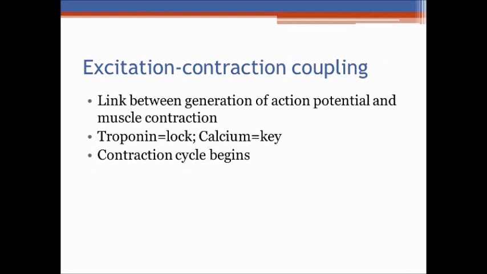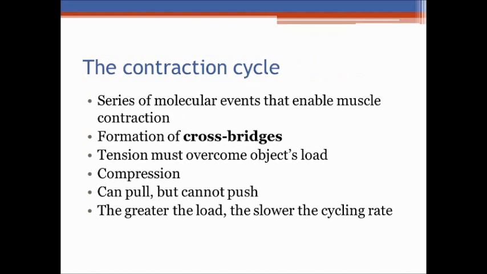This link between an action potential within a neuron and muscle contraction is called excitation-contraction coupling. So the lock that's placed on the ability for the muscle to contract is called troponin, and calcium, which allows those active sites to open, is called the key. Once calcium influxes into the muscle fiber, the contraction cycle can begin. The contraction cycle is a series of molecular events that enable the muscle to contract. This allows the formation of cross bridges. Cross bridges are formed when active sites are exposed and myosin heads can bind.